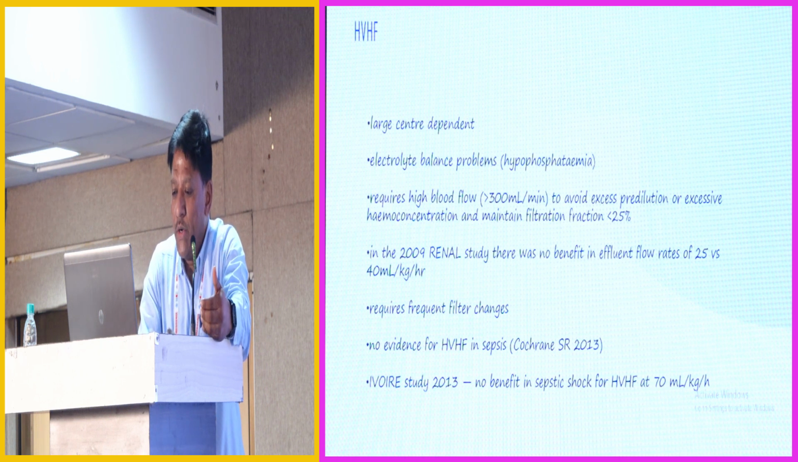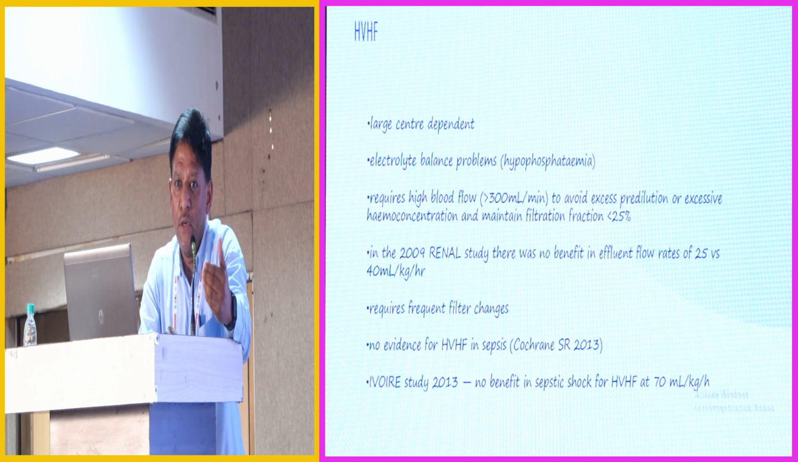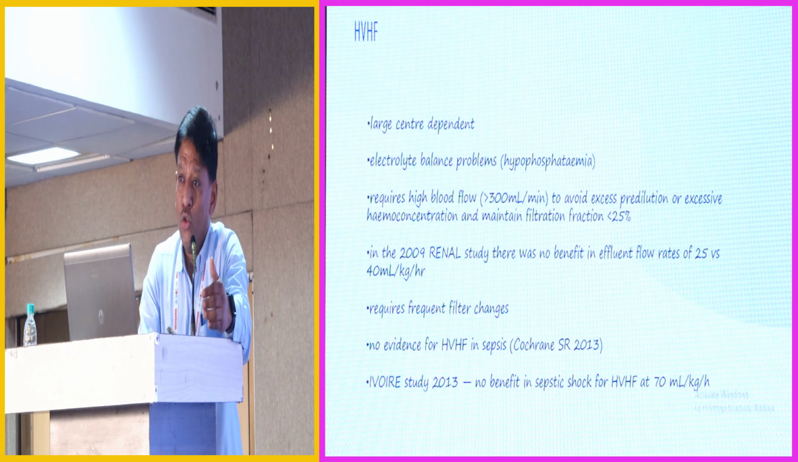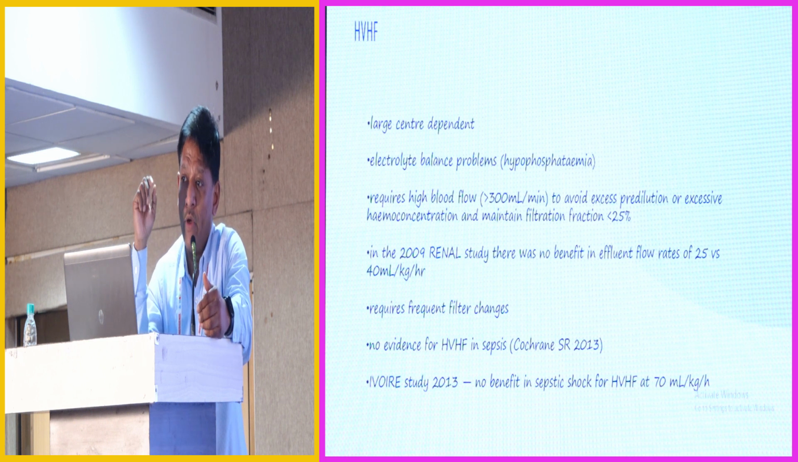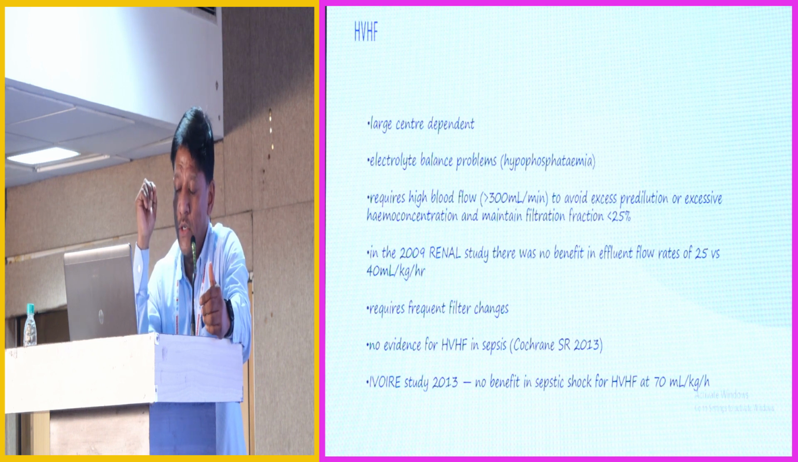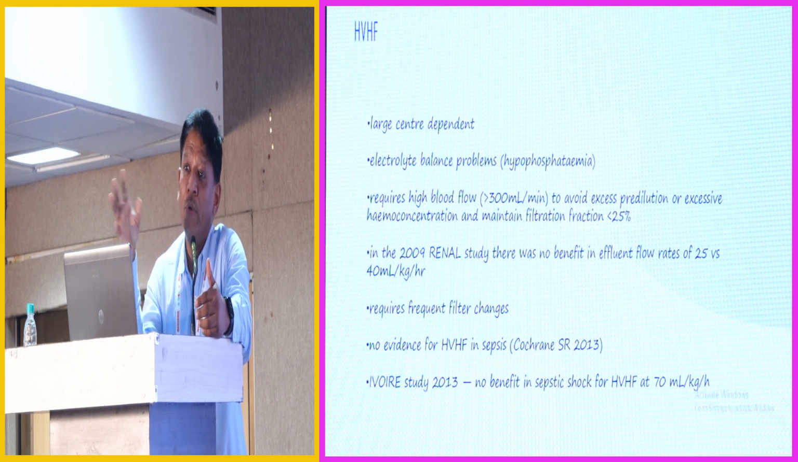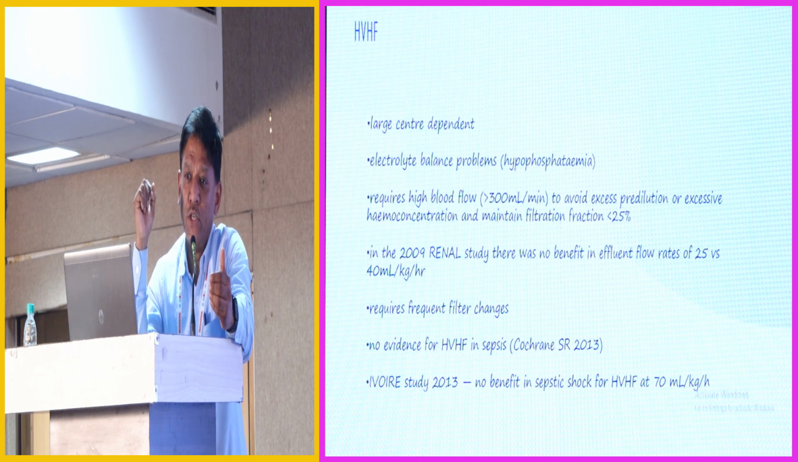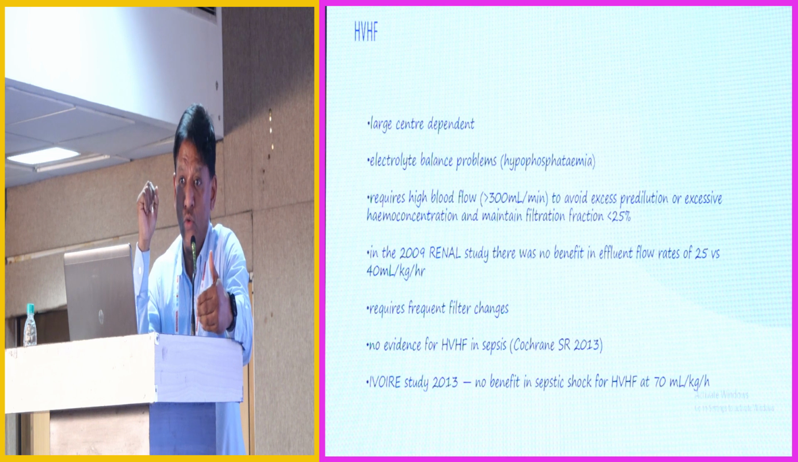And in the 2000 RENAL study, there was no benefit in the effluent flow rates, 25 versus 40. So this was the first study which compared 25 ml per kg flow versus 40 ml per kg. They did not find any difference. So that was the first study which showed that high volume hemofiltration did not improve outcomes. It was followed up by the IVOIRE study, which again showed that there's not much benefit of high volume filtration. Probably the benefit did not happen because it moved out many other things which were not required, which should not have been done. So it did its work.